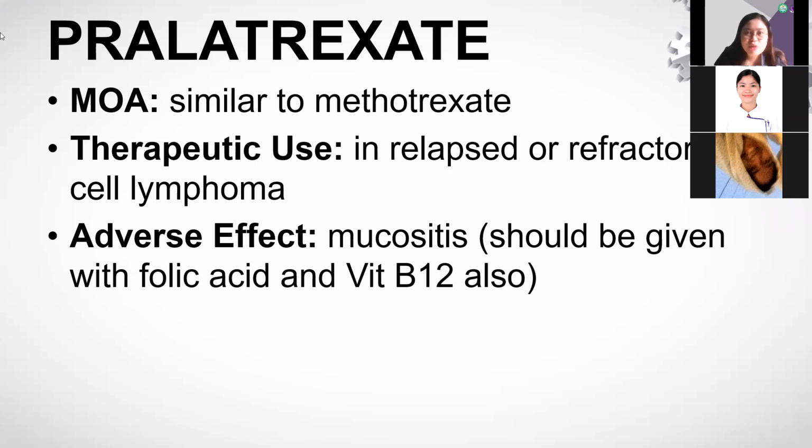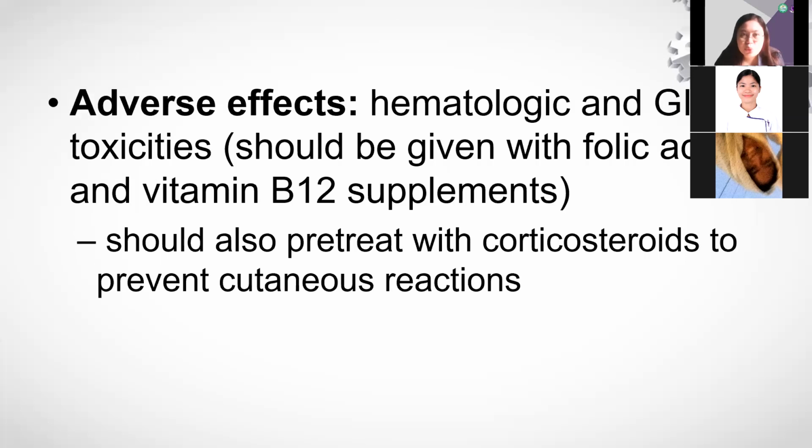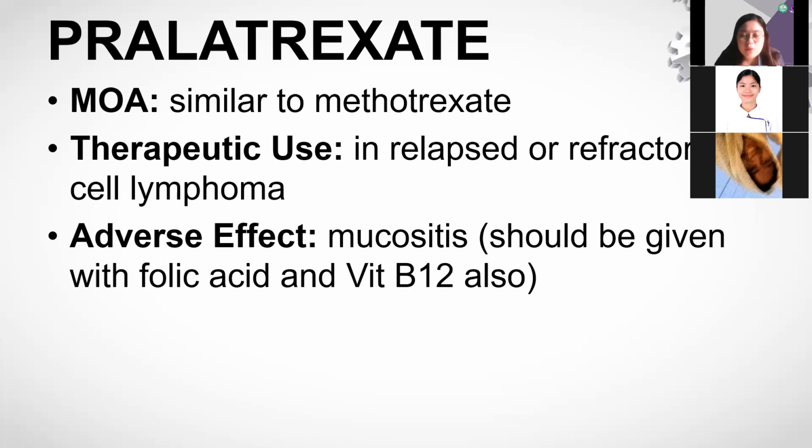But anyway, pralatrexate class is used in those T-cell lymphoma wherein nag-relapse or merong refractory na T-cell lymphoma. And then adverse effects, mucositis. So this should be given with folic acid and vitamin B12 also. So that is also true with the pemetrexed a while ago. Due to this, what is mucositis? Any idea what mucositis is?